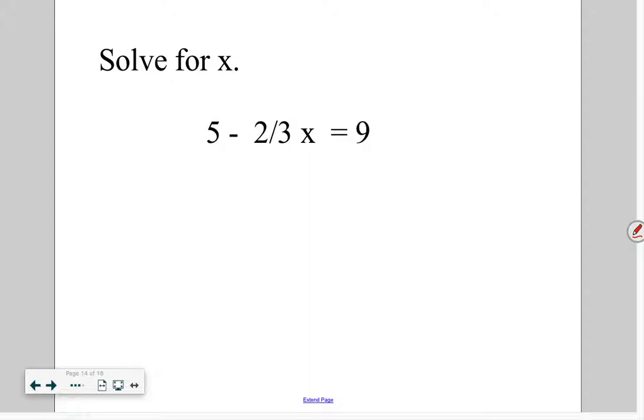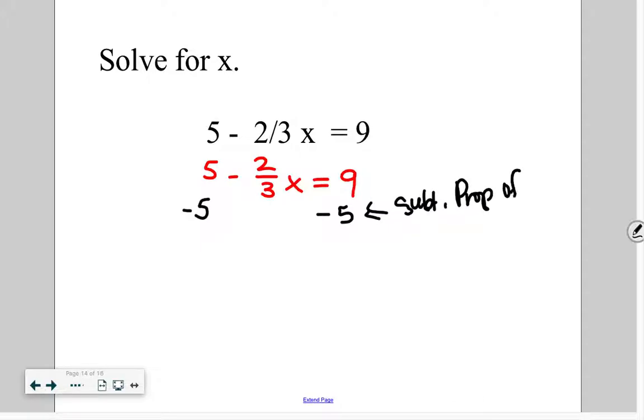And last one. First thing you're gonna do, subtract 5. What property is that? Nine minus 5 is 4. Now what?